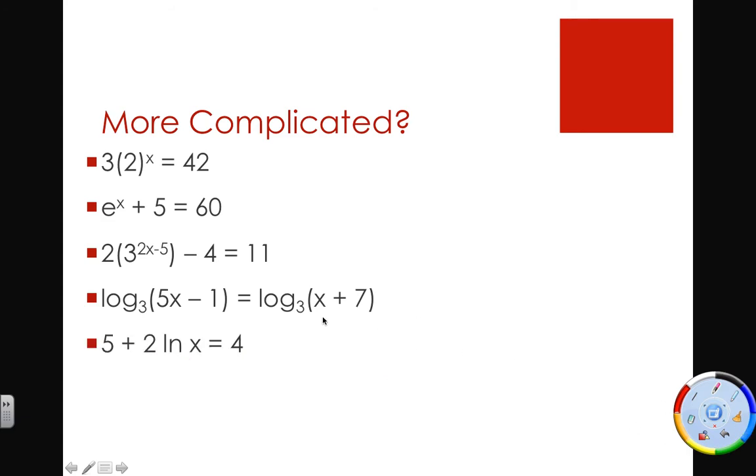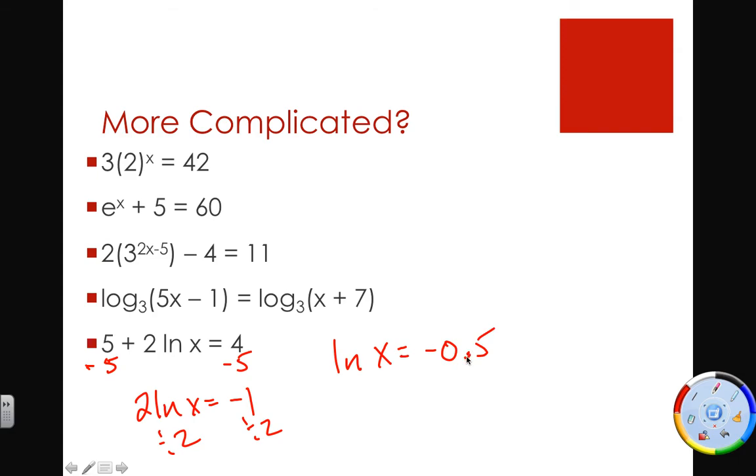All right, 5 plus 2 times the natural log of x. This one's not too bad. I'm going to subtract 5 minus 5. 2 ln of x equals negative 1. I'm going to divide by 2. So divide by 2, divide by 2. I get the natural log of x is equal to negative 0.5 or negative half, whichever one you like better.